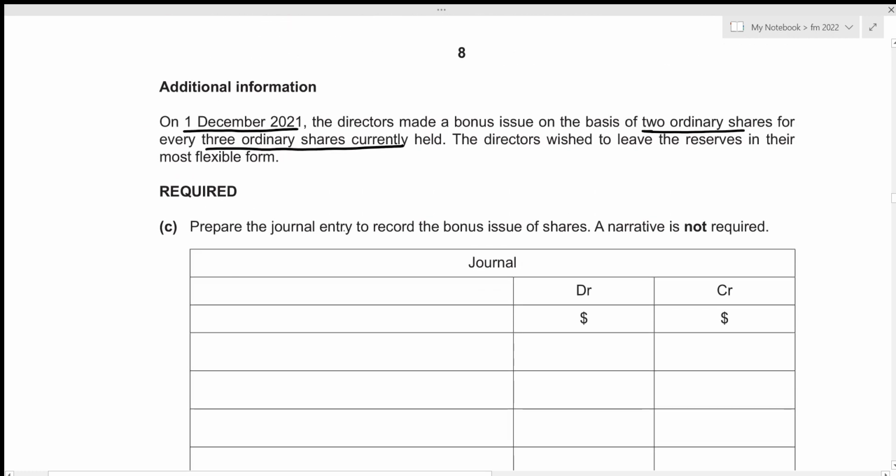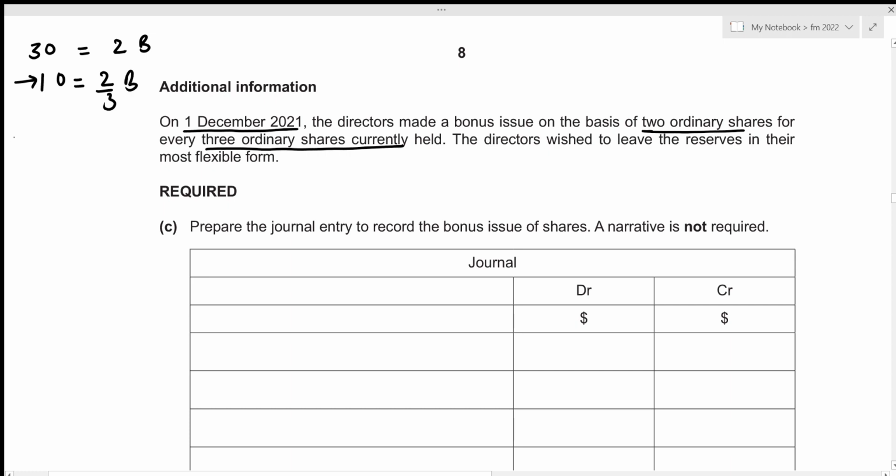Then for the third part of this question, we need to prepare the journal entry to record the bonus issue of shares. And in order to do so, we first need to figure out the amount of the bonus shares issued, right? So we are given the basis of 2 ordinary shares for every 3 ordinary shares currently held. So that just means that for every 3 ordinary shares, we will be providing 2 new bonus shares, right? So let's apply our unitary method. For 1 ordinary share, we will be giving out 2 by 3 bonus shares.